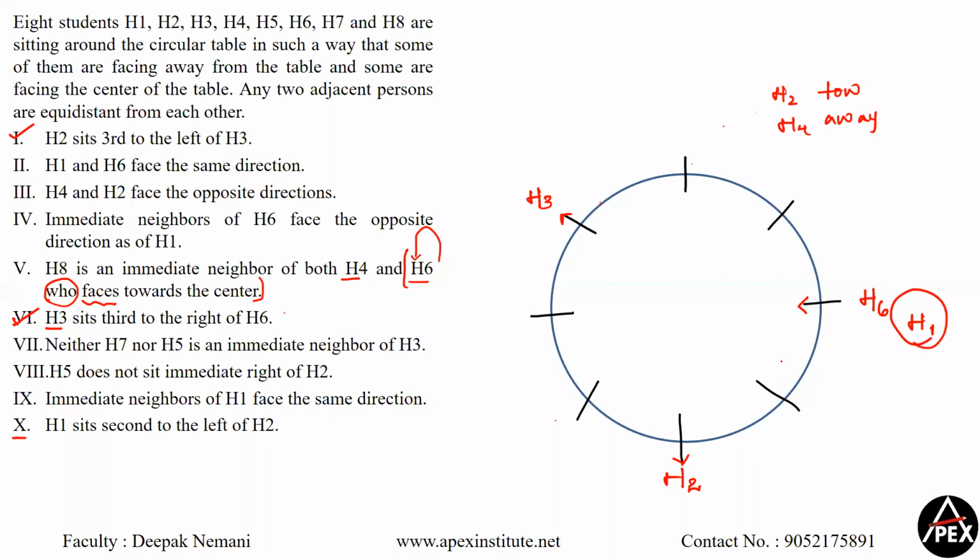Is this possible? No, this is not possible, right? So H1 is not sitting here. What can we infer from this? H2 points towards the center. H2 will be sitting facing the center. So if H2 is facing towards the center, H1 sits second to the left of H2, and H1 will be sitting here.